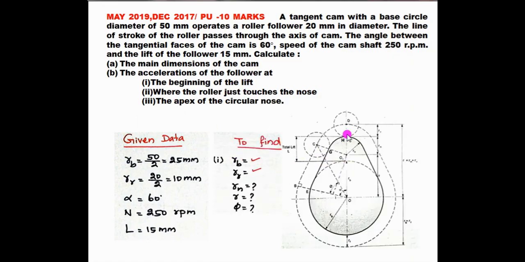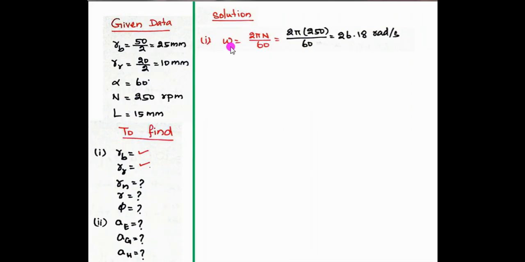The main dimensions of the cam are the base circle radius, the nose radius, the distance between the centers of the two circles O and O1, that is R, and then angle phi. In this problem, RB and RR are already provided, hence we have to find the remaining three parameters. And the second subdivision: the acceleration of the follower at the beginning of the lift, that is at E, where the roller just touches the nose, that is G, and the apex of the circular nose, that is H. By substituting the n value in this omega formula, we can get omega.